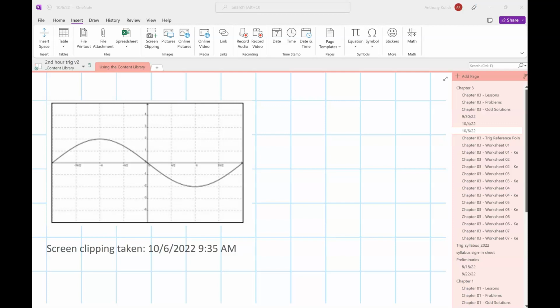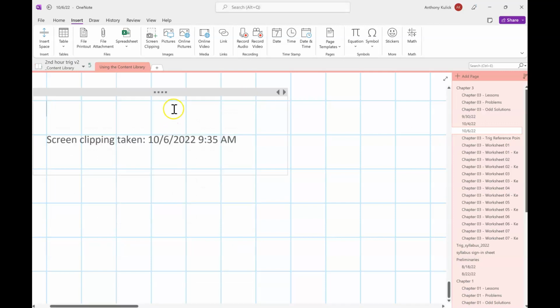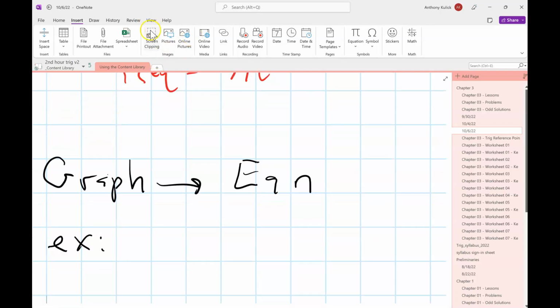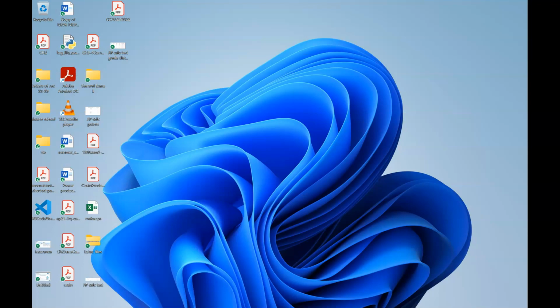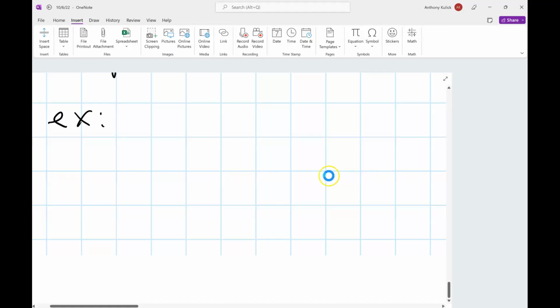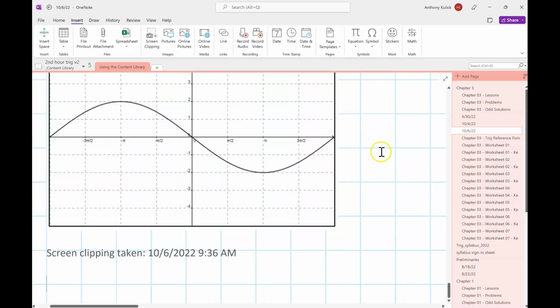That didn't turn out very well either. All right, we're going to give this one more shot. And then just Mr. Kulik's going to deal with it. There, that looks a little better.